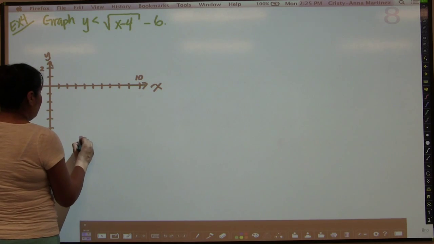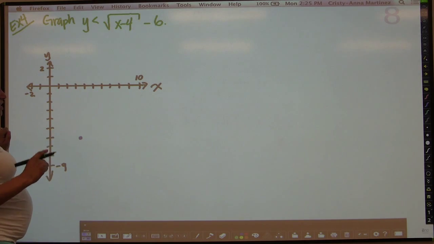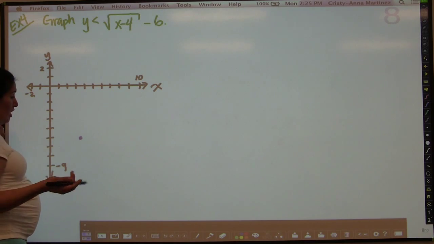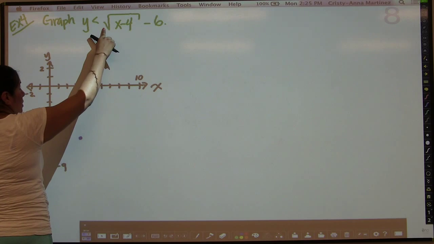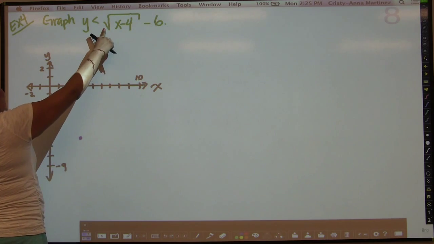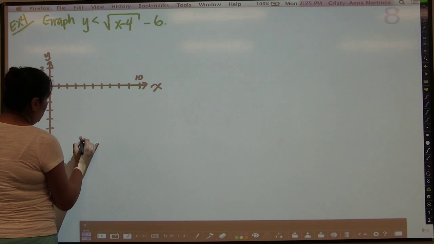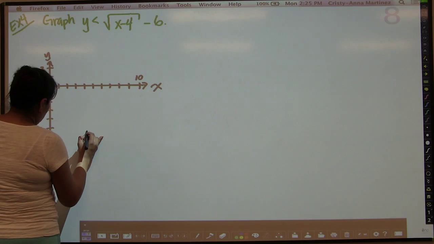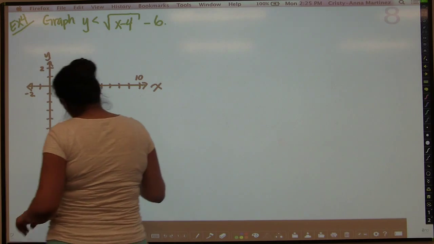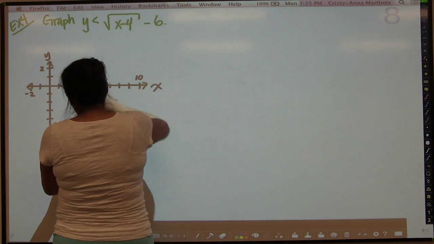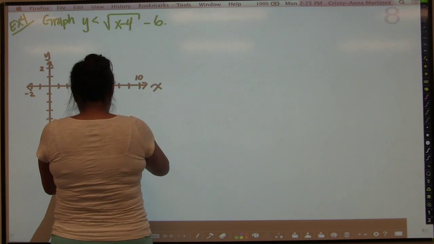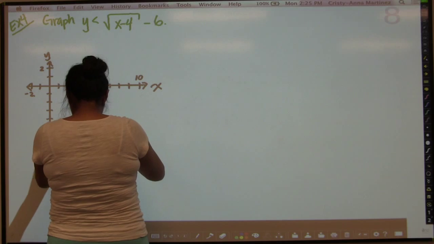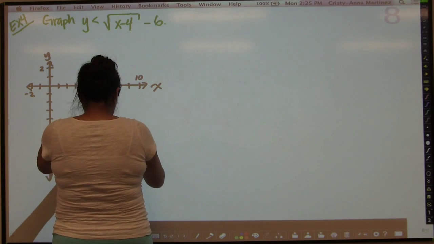Okay? And this now basically becomes my origin. It doesn't ask me to state domain and range, but this basically now becomes my origin. There's no negative in front of the square root function, so I'm not going to make it upside down or anything like that, but I'm going to go over 1, up 1, and over to the 4. So 1, 2, 3, 4, 5, 6, 7, 8, and then that'll be right about here.